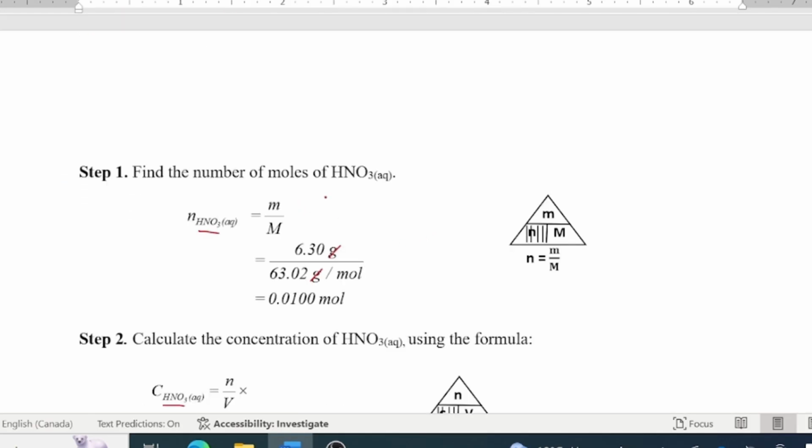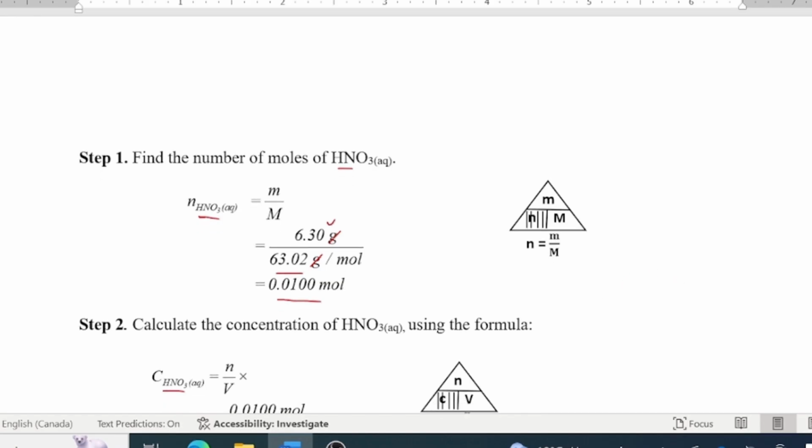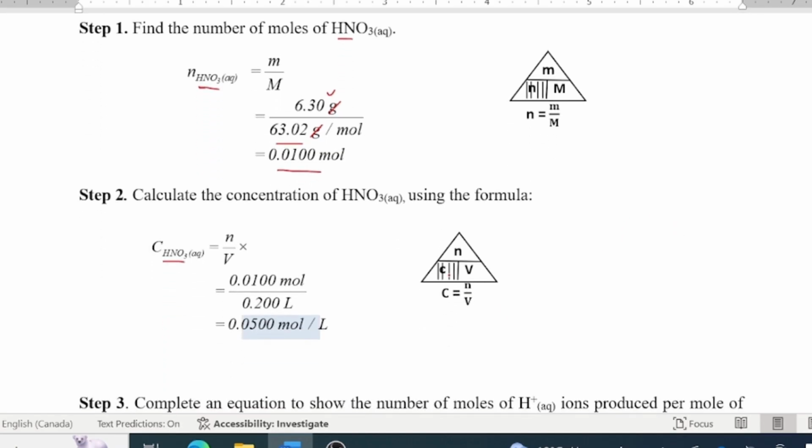So you find the number of moles, which is the mass over molar mass. That's the mass there. The molar mass of this compound is 63.02 grams per mole. That's the number of moles you have. But now you have to find the concentration of that because you're putting that in 200 milliliters of solution. Okay? And C is equal to N over V. This is N. This is your 200 milliliters. In terms of liters, it is 0.2 liters. And that's the concentration of your nitric acid.